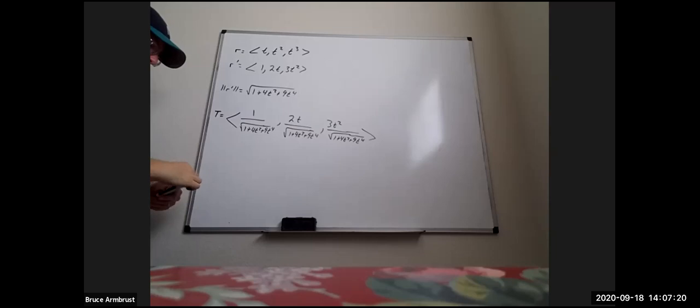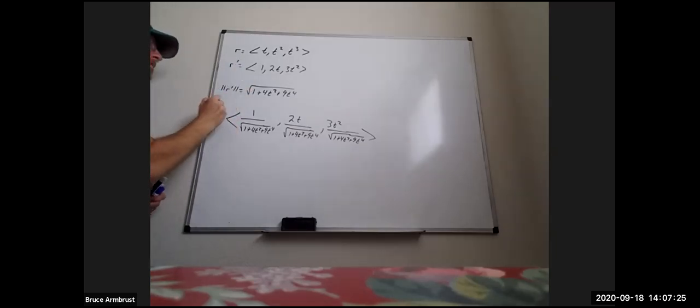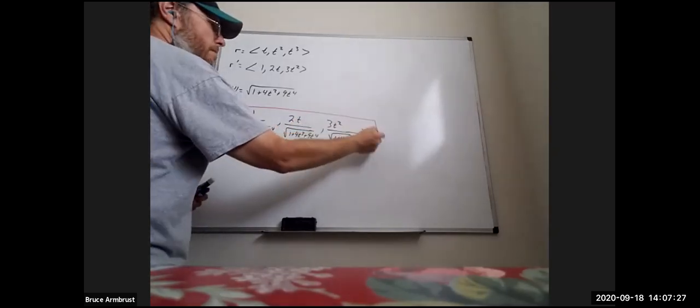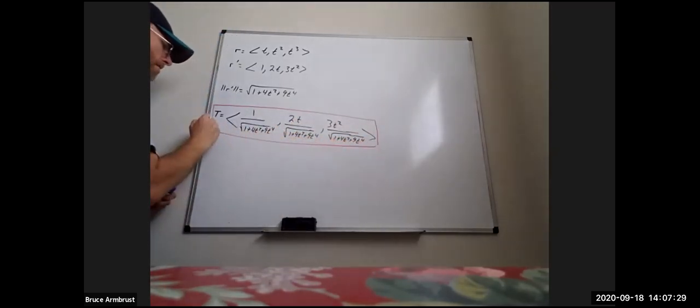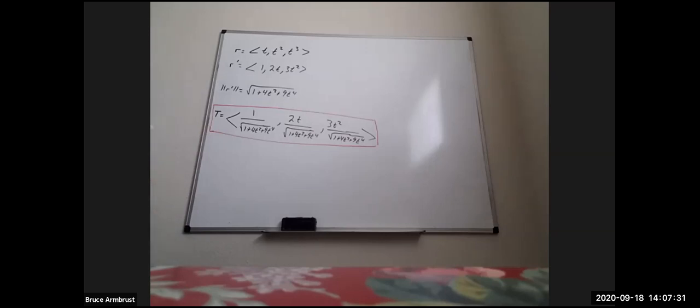All right, so there's big T. Go ahead and put a box around it. All right. So now we're going to find big N.